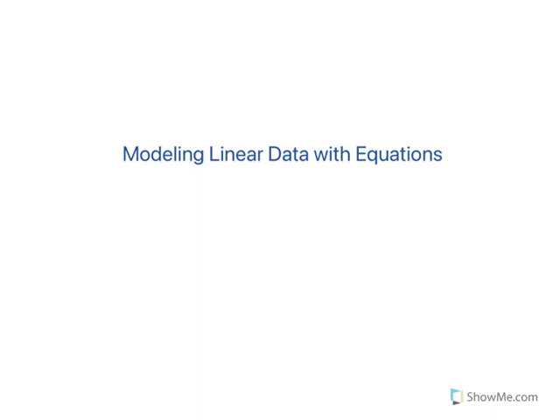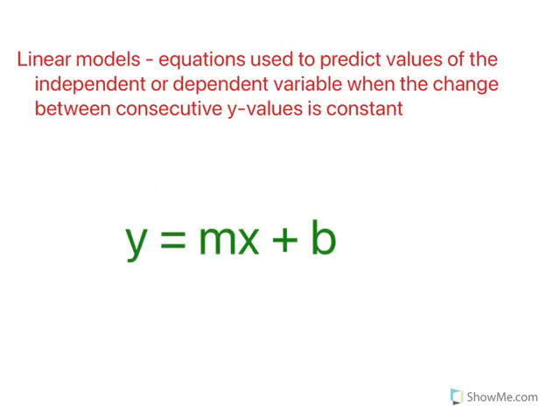Let's model some linear data with equations. Now, we've already talked in previous videos about slope and y-intercept, so if you haven't watched that, you might want to go back real quick and do that. So first, a linear model. They're simply equations used to predict values of independent or dependent variables when the change between the y values is constant. So we have to have a constant change in order to have our slope.